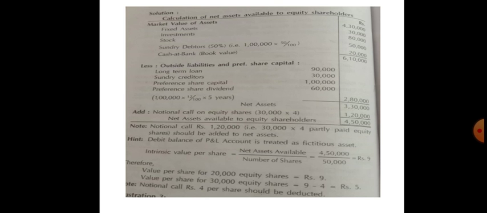Okay, 50,000 shares, but out of this 20,000 are fully paid. It means the 20,000 equity shares are worth rupees 9, and the 30,000 are paid only 6. So that's why we have to subtract this 4 from the 9, and the remaining is 5. Okay, so like this you have to calculate the intrinsic value per share. Okay, just try to understand. Thank you.